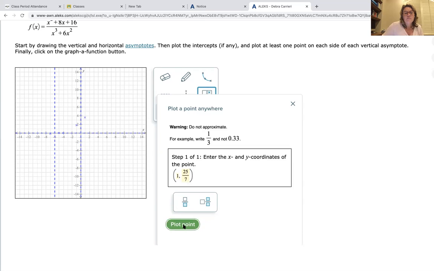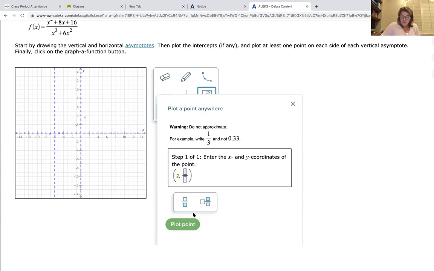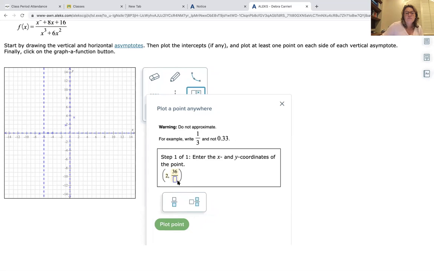Plot the point. Pick another number. I'll pick 2. 2 plus 4 is 6, and 6 times 6 is 36. In the numerator, 2 squared is 4, and 4 times 8 is 32. I did that right. Yeah, it looks right. Plot.